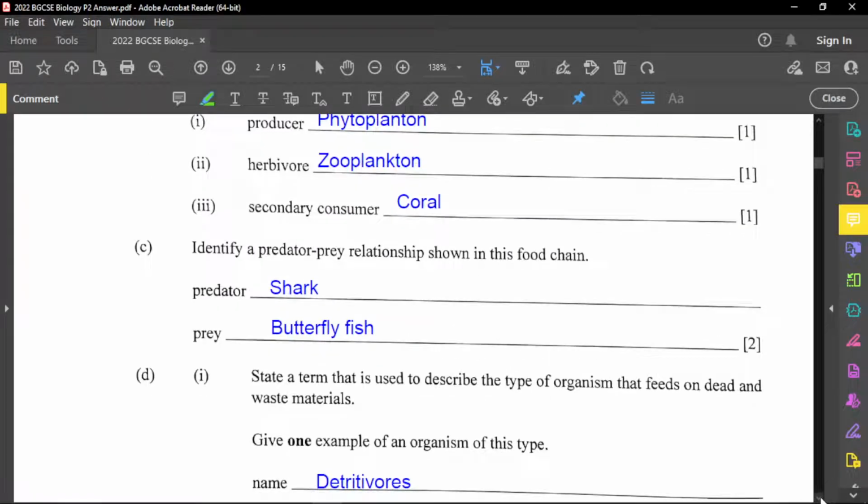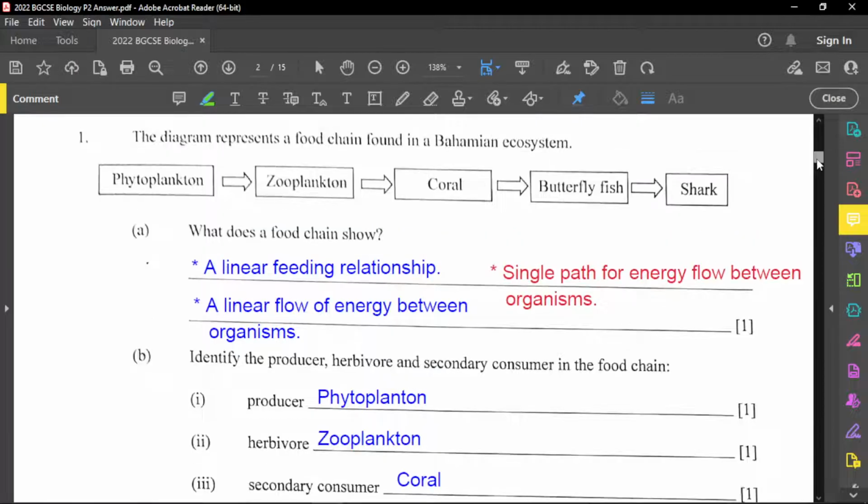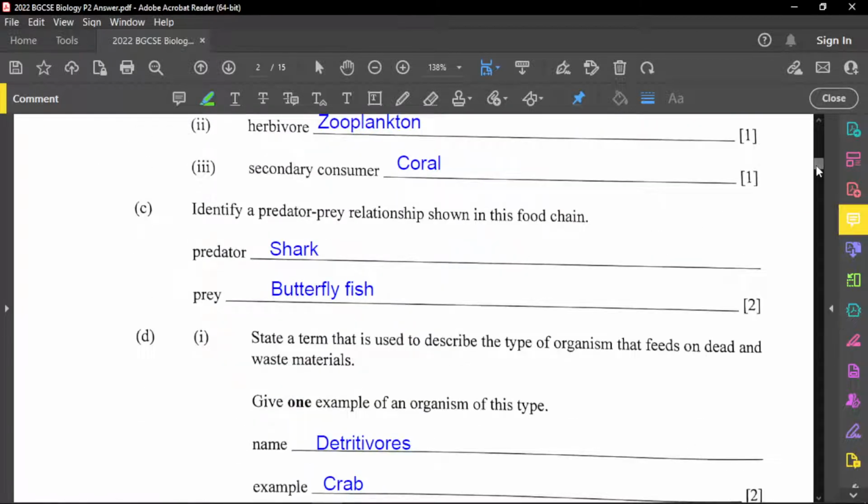The next part of this question is to identify a predator-prey relationship shown in the food chain, and a very good example of this is the shark and the butterfly fish. The shark is the predator, the butterfly fish will be the prey. As you notice in the food chain, the shark is eating the butterfly fish. So the shark will hunt and eat the butterfly fish. So that is definitely a predator-prey relationship.